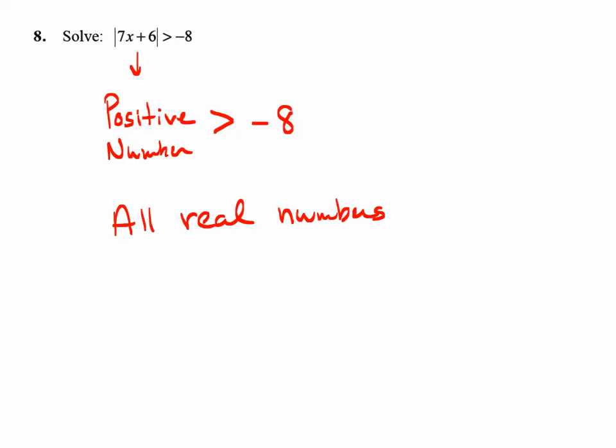If I take a number, like say -10, -10 times 7 is -70. -70 plus 6 is a -64. But when I take the absolute value of it, it's still going to be bigger than the -8. Good there? So I could take humongous negative numbers, positive numbers, it doesn't matter. It's always going to be true for that right there.